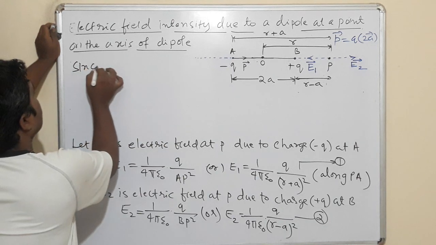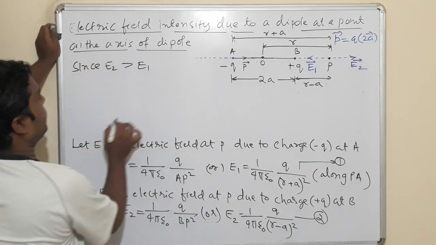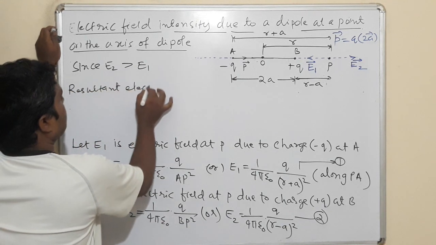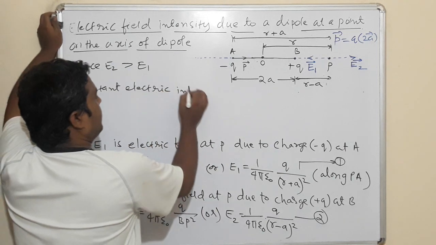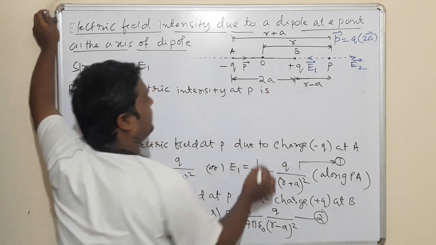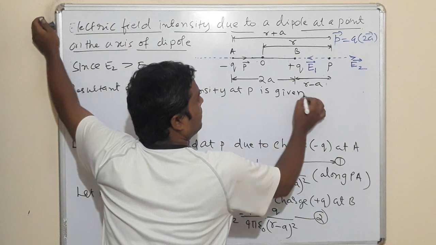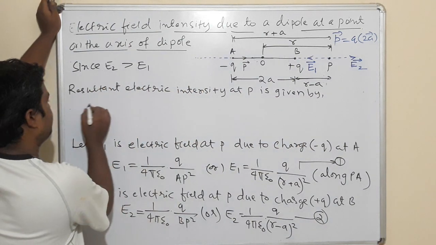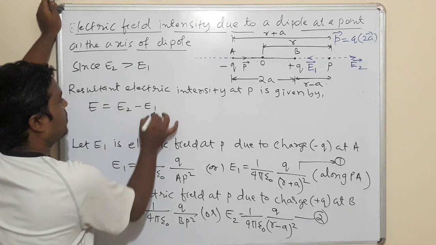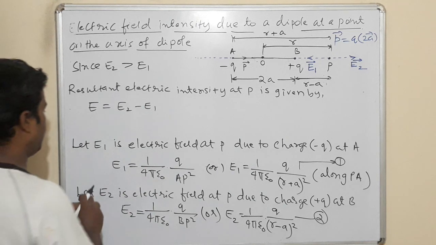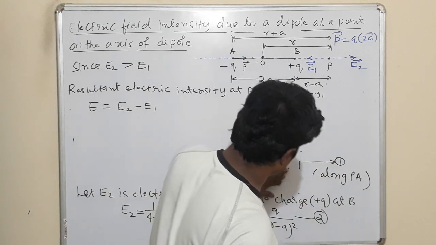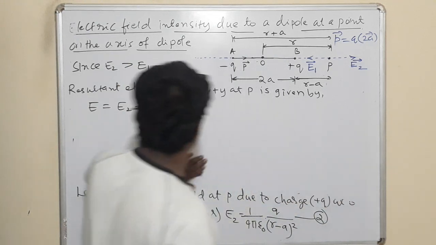Since E2 is greater than E1, the resultant electric intensity at P is given by E is equal to E2 minus E1. Okay? Because E2 is greater than E1. E2 is the electric field due to the positive charge. E1 is the electric field due to the negative charge.